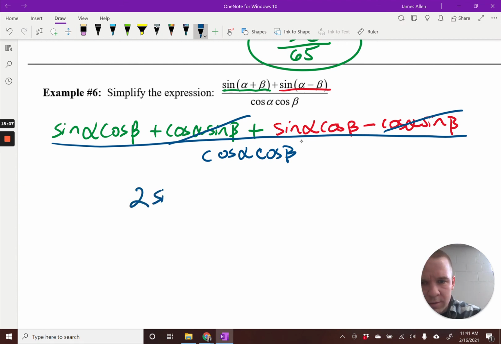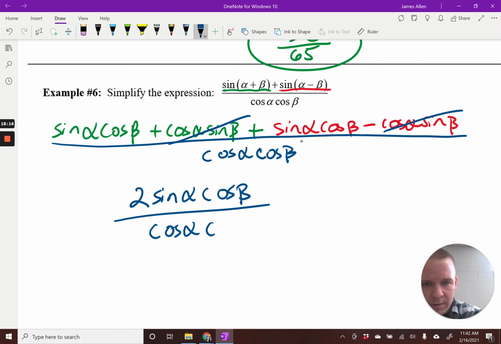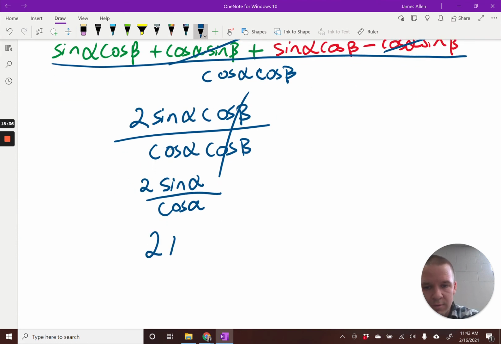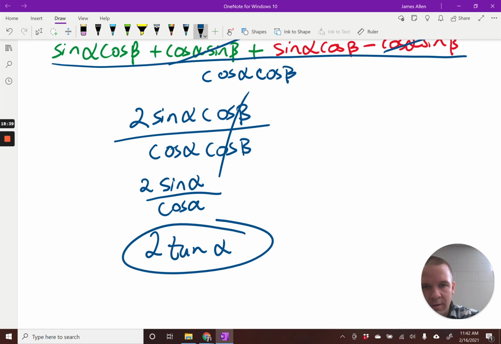So we'd have 2 sine of alpha cosine of beta over cosine of alpha cosine of beta. All right, so this is all multiplication here, right? I can cancel that. Sound effects. And now I have 2 sine of alpha over cosine of alpha. Ooh, sine over cosine of the same angle gives me tangent. So I have 2 tangent of alpha. Look at that.